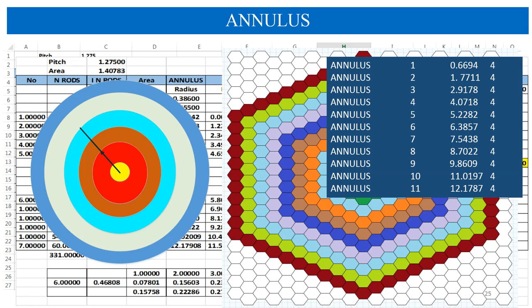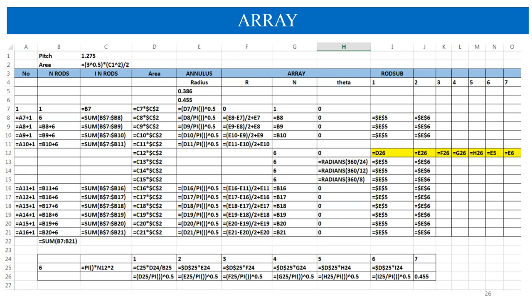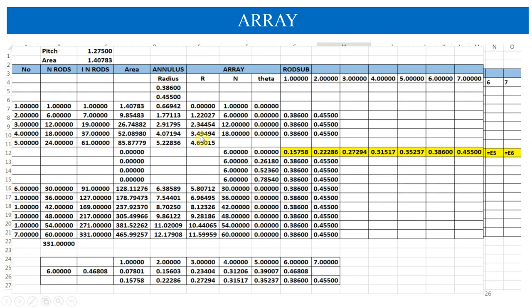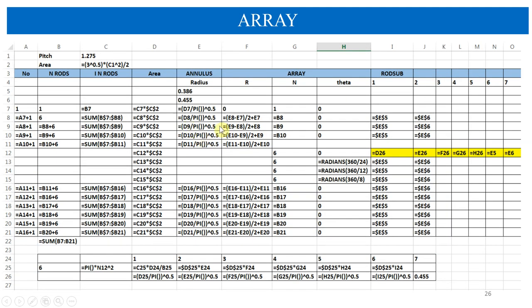So now I have defined the annuli. After that, the array. The array is simply to find the intermediate radius at the middle of each annulus. So if I have the different radii for the annuli, by the equation I can calculate the radius at the middle of this annulus, because this will be the radius where I will distribute the positions of the fuel rods. So I can find this R simply by using mathematics.